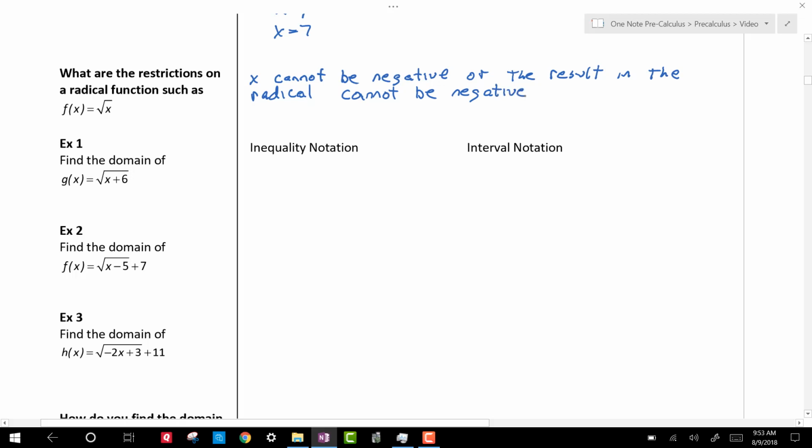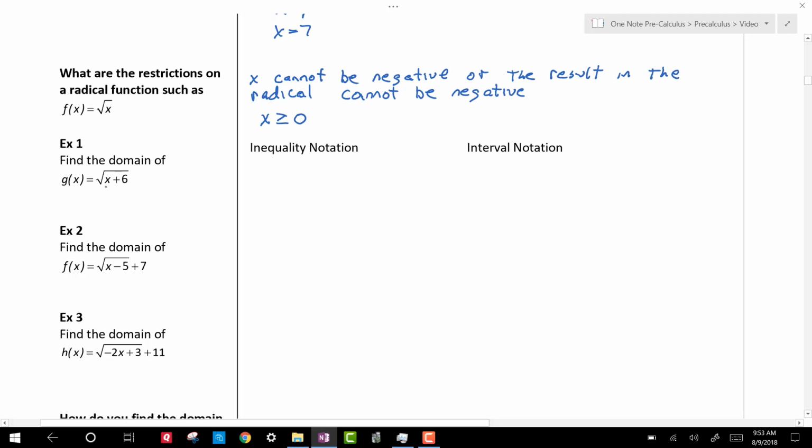So in this case, I just know that x has to be greater than or equal to 0. Now, why is that important to know? Because when I look at the next one, the square root of x plus 6, x can actually be negative here. I could put in a -1, a -2, a -3. I could put in a whole bunch of stuff here.